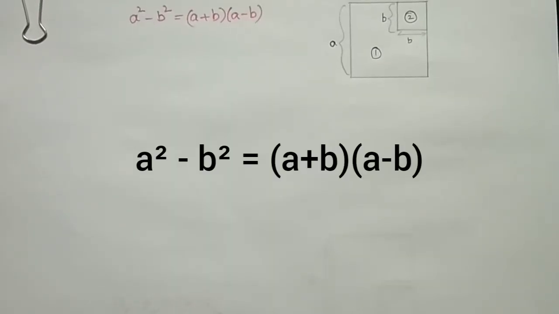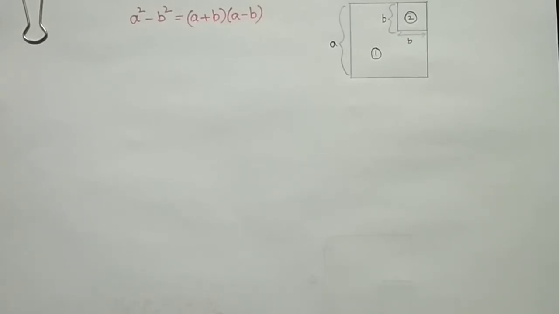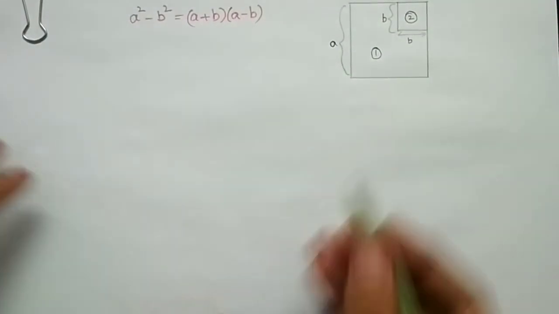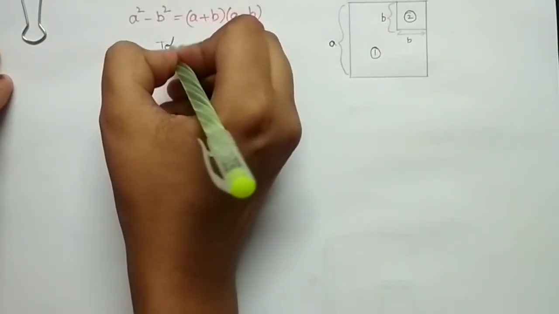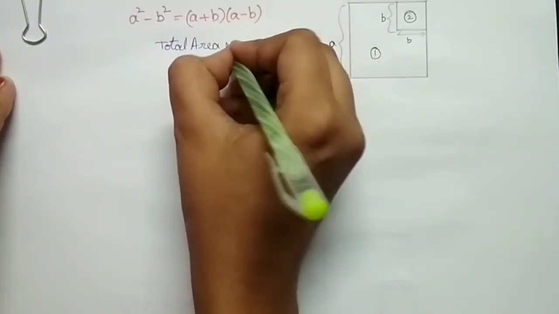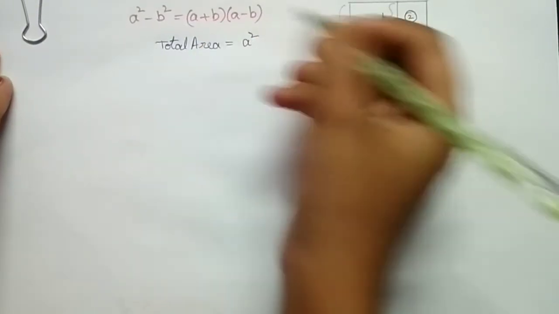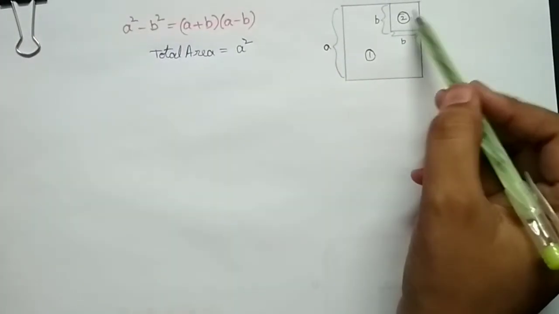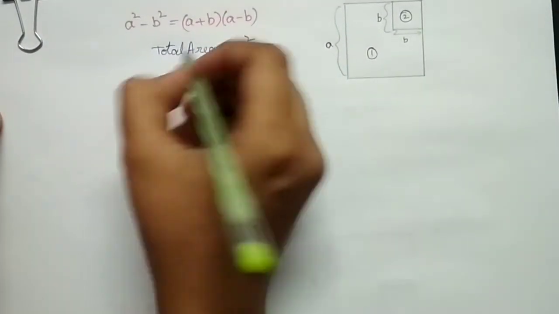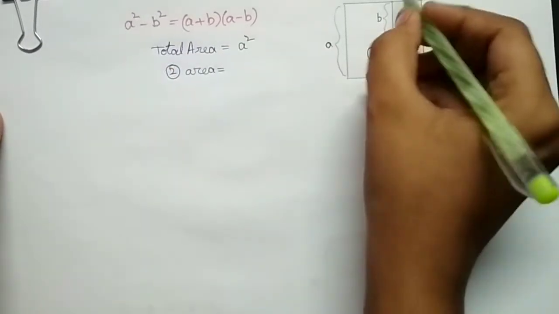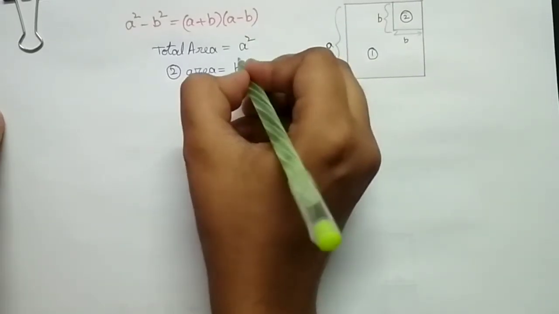Let's see the proof of A square minus B square equals (A plus B) into (A minus B). To prove this, I have taken a square with side A. So the total area of the square is A square, and I have considered a second square with side B. The second area will be B square.